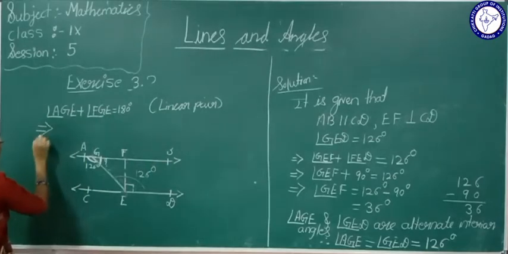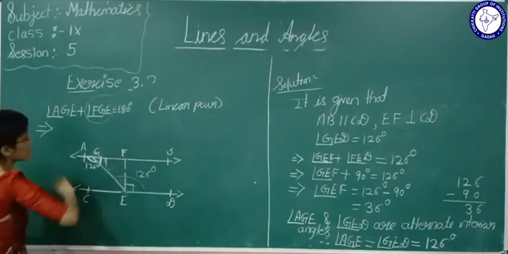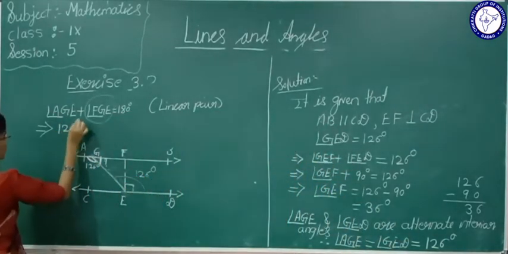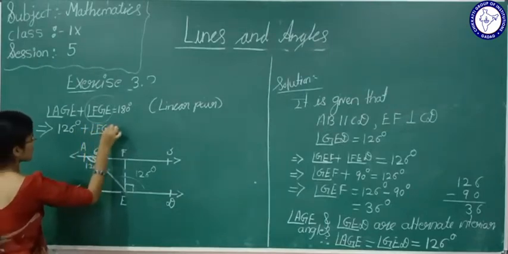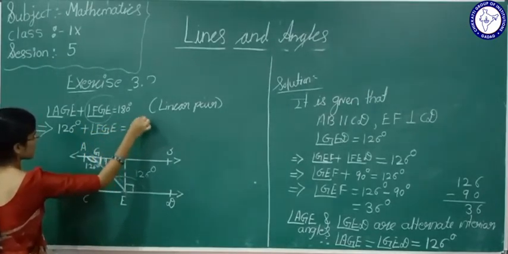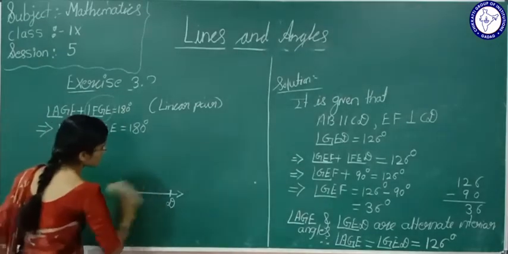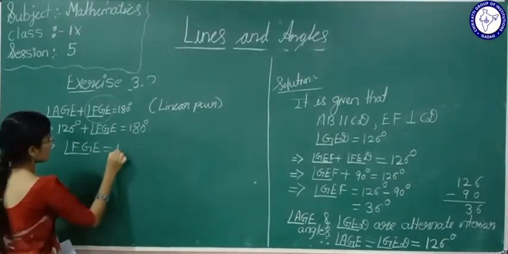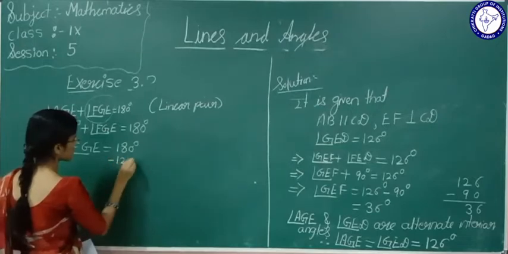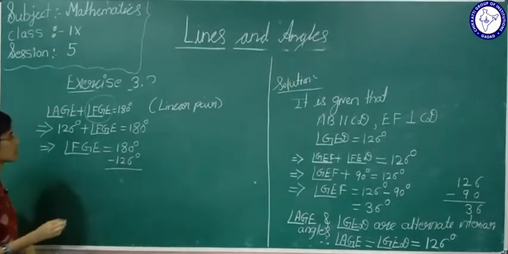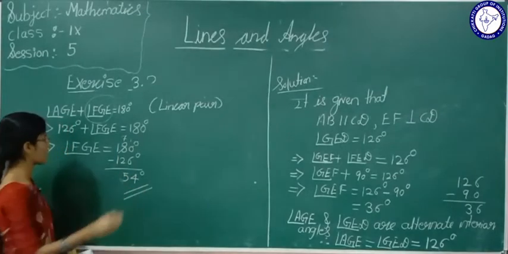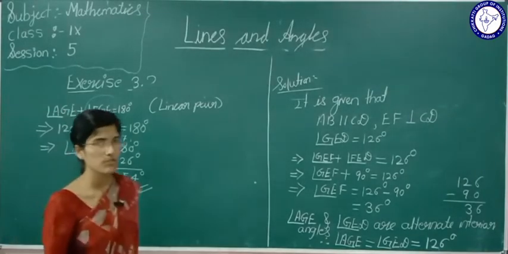Now see here, we want to find out this value. What is angle AGE? Angle AGE is 126 degrees. 126 degrees plus angle FGE is equal to 180 degrees. So this implies angle FGE is equal to 180 degrees minus 126 degrees. What is 180 minus 126 degrees? It is 54 degrees. The value of angle FGE is 54 degrees.